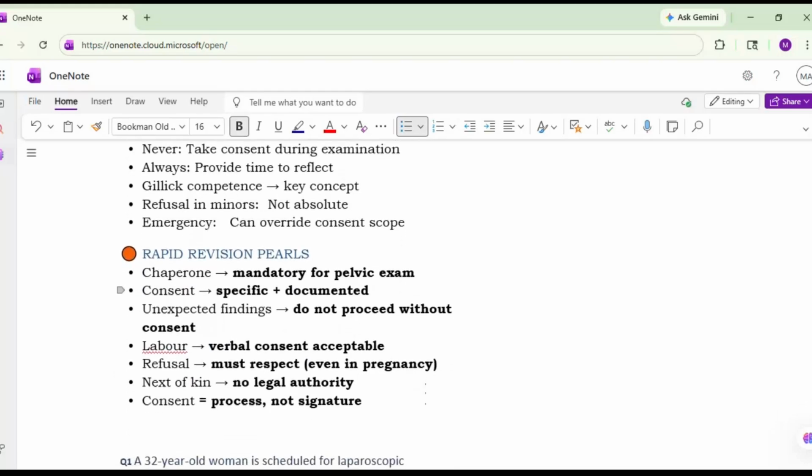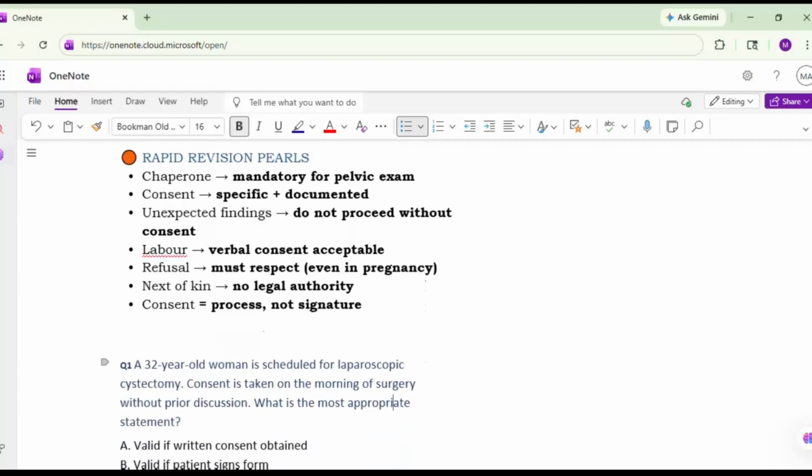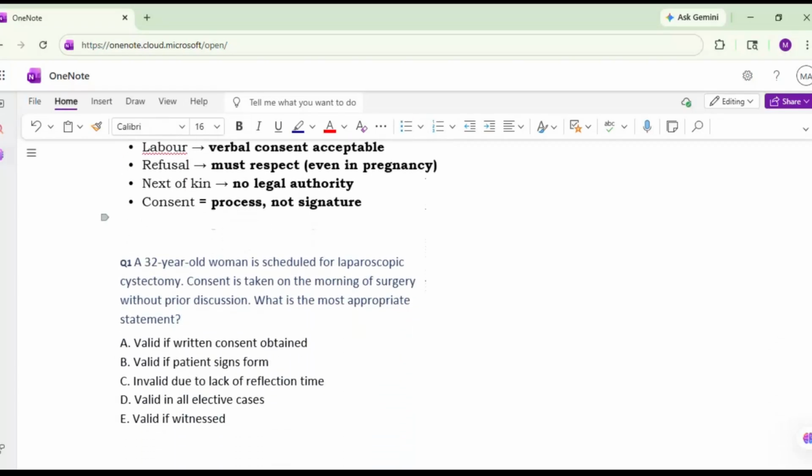Then chaperone is mandatory for pelvic examination. Consent should be specific and it should be documented. If there are unexpected findings, do not proceed without consent. In labor, verbal consent is acceptable. Refusal must be respected even in pregnancy. Next of kin have no legal authority. Consent is a process and not a signature. Okay, so there are certain SBAs, doctor. Now, please read a few SBAs.